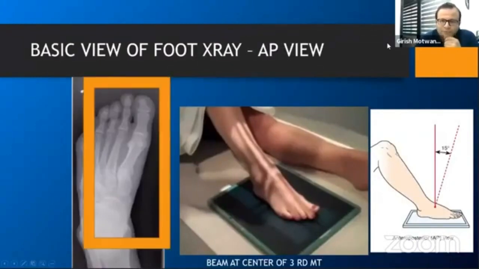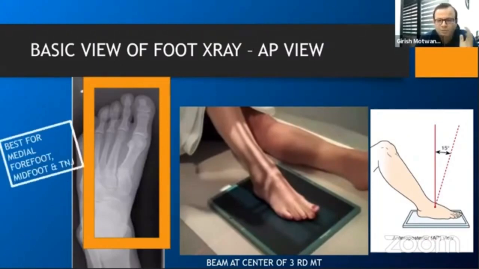A foot AP view, we are all aware of how to take it, but let me describe it for the PG students. You have to keep the foot straight, not in internal rotation, and the beam of the X-ray should be 15°, not 90°. It should be a little 15° oblique so that you can focus exactly on the center of the third metatarsal. This is how you take an AP view, and it gives the best idea about the medial part of the foot: medial forefoot, medial midfoot, medial hindfoot. These are the things you can clearly see on the foot AP view.